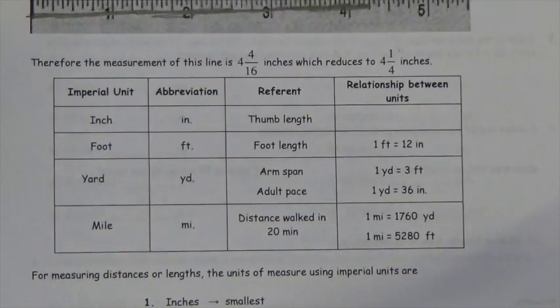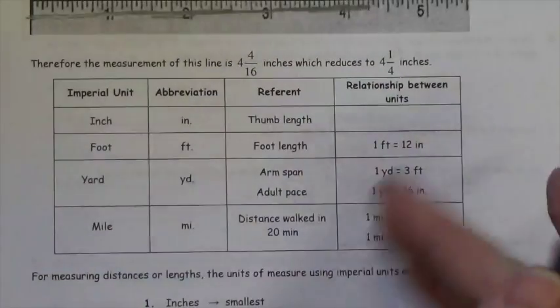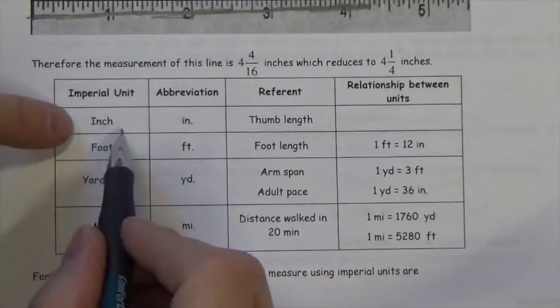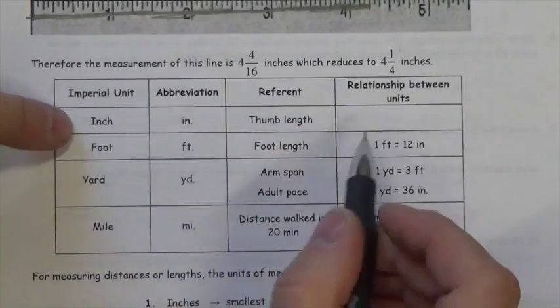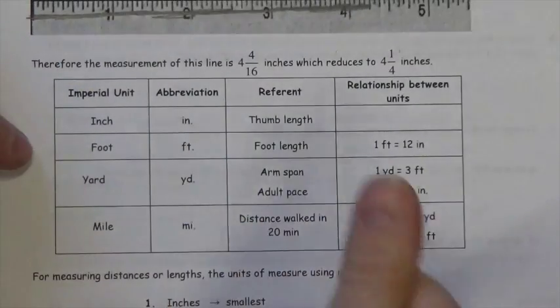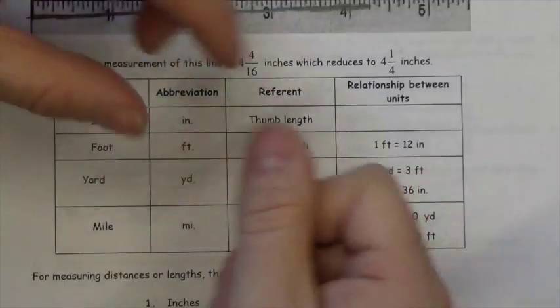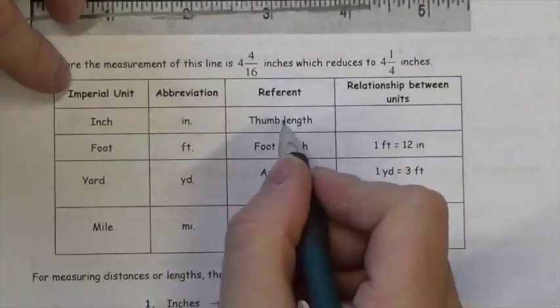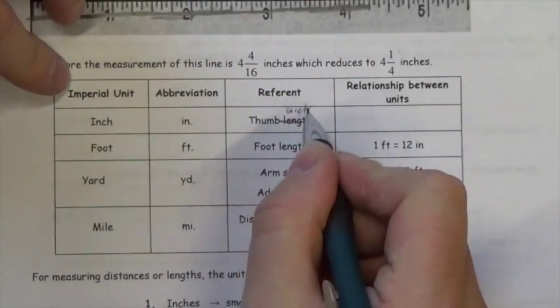What are some things that you have access to all the time? Or at least you have a really good, clear mental image of that we can relate to these units of measurements here. Well, for an inch, and that's the abbreviation IN, your referent is typically like the thumb length, probably better stated as the width.